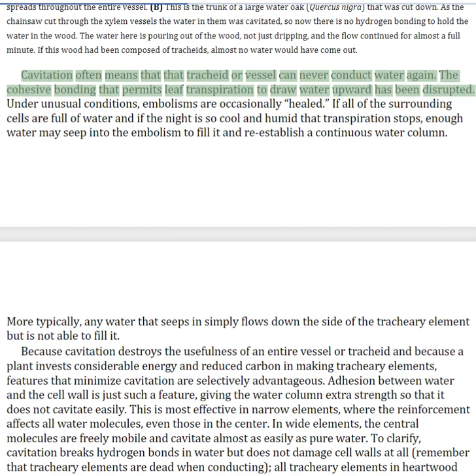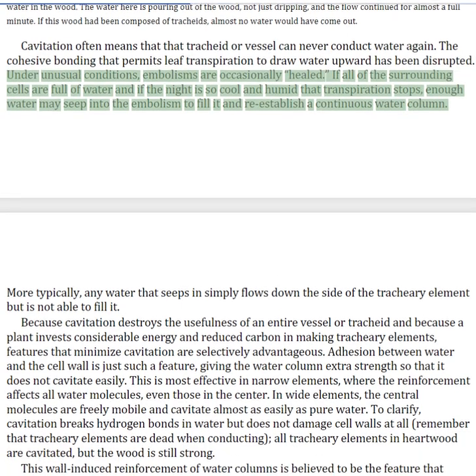that permits leaf transpiration to draw water upward has been disrupted. Under unusual conditions, embolisms are occasionally healed. If all of the surrounding cells are full of water and if the night is so cool and humid that transpiration stops, enough water may seep into the embolism to fill it and re-establish a continuous water column.